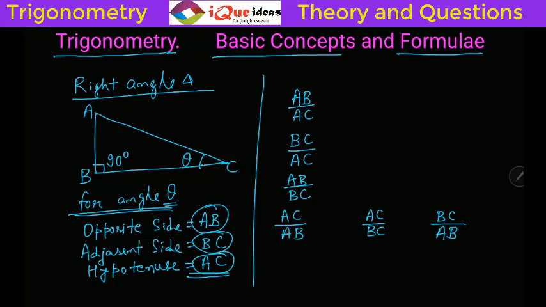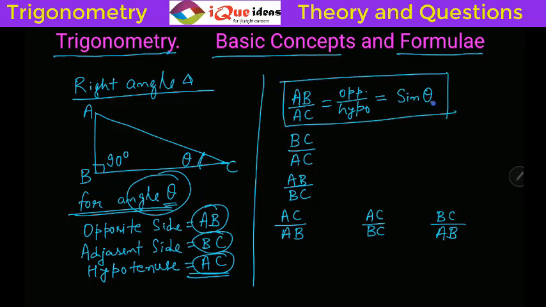Okay. Now, for angle theta, define this ratio AB and AC. For angle theta, AB is the opposite side. So it is opposite divided by hypotenuse. Now, opposite divided by hypotenuse is defined as sine. So it is sine of theta, right? So sine of any angle is equal to opposite side divided by hypotenuse.